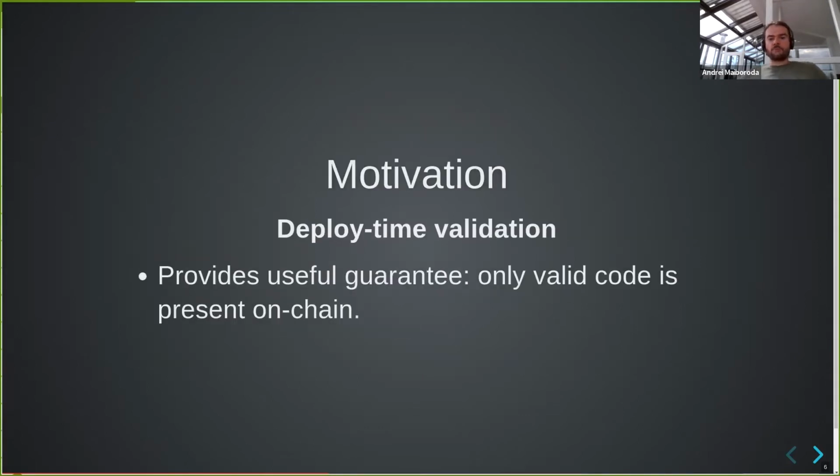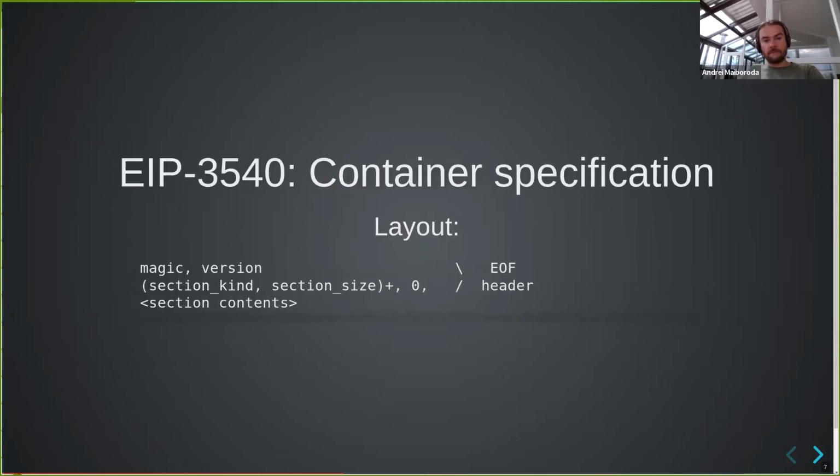And another important part of the motivation is that we would like to introduce validation at deploy time, meaning that any contract when it is being deployed will first go through this validation procedure, and in case it's invalid, it will be rejected. And this provides very useful properties. In general, we think that not allowing invalid code on chain is beneficial for various reasons. This is one important part of the motivation behind EOF.